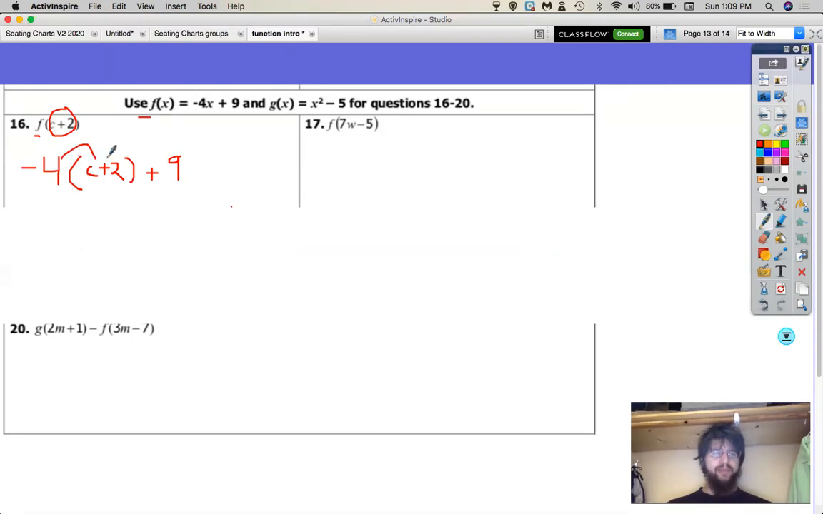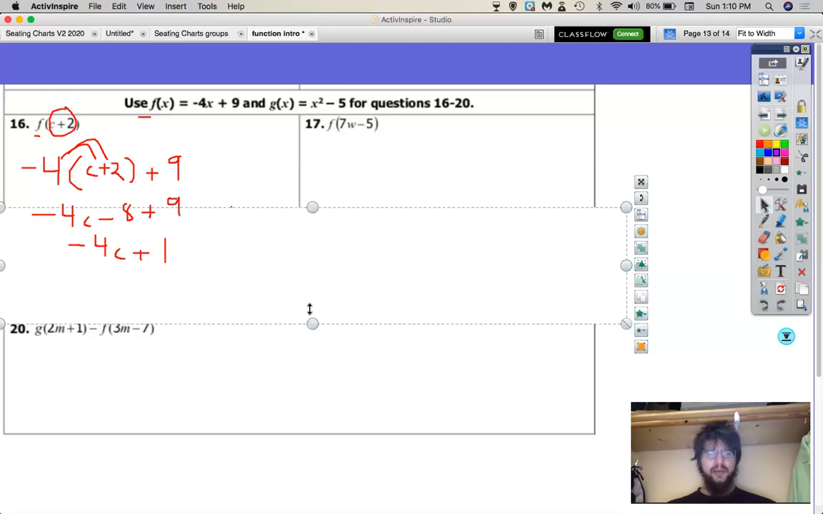Distributive property. -4C minus 8 plus 9. Combine like terms. -4C plus 1. Done. That's it. It's not -3C. No, you can't combine these. They're not like terms. Too many of you are trying to combine these sort of things. It just gives me a headache. If it's not like terms, don't try and combine it.